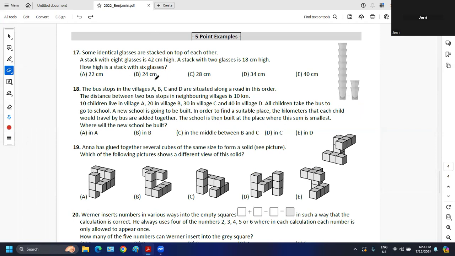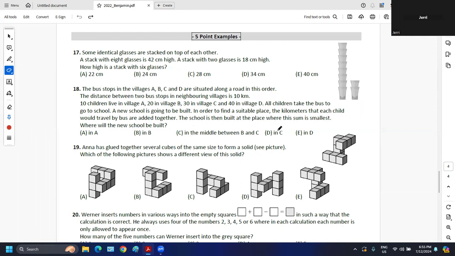Question number 17. Some identical glasses are stacked on top of each other. A stack with 8 glasses is 42 centimeters high. A stack with 2 glasses is 18 centimeters high. How high is the stack with 6 glasses?